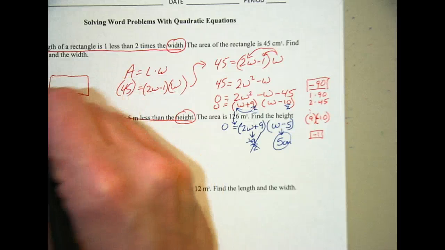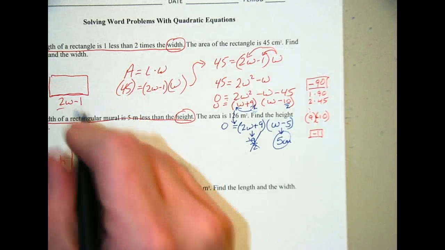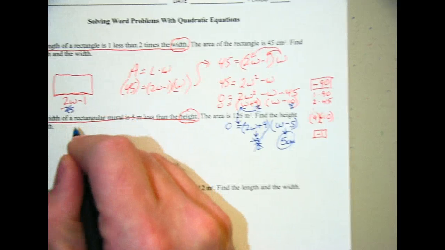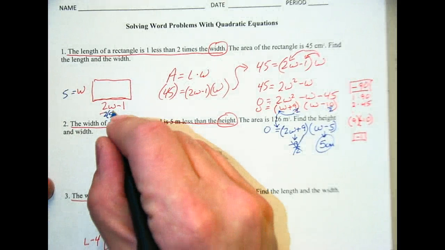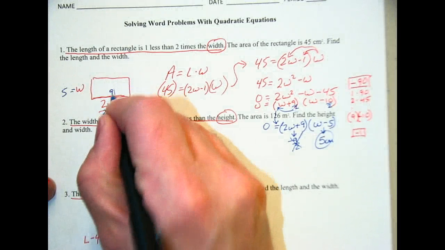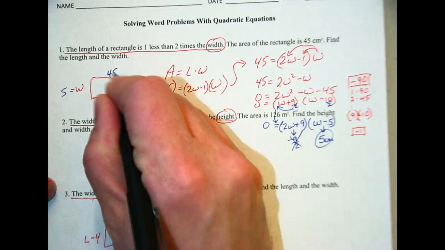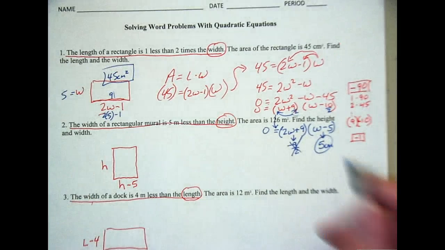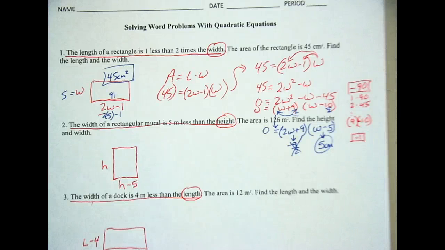Okay, and we could always check it, right? If that's 5, and this is 2 times 5, 2 times 5 minus 1, that gives us 10 or 9. So 9 times 5, is that 45 centimeters? That is. We're good to go. Answer is 5 centimeters.